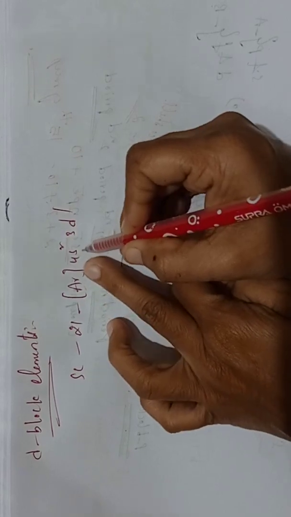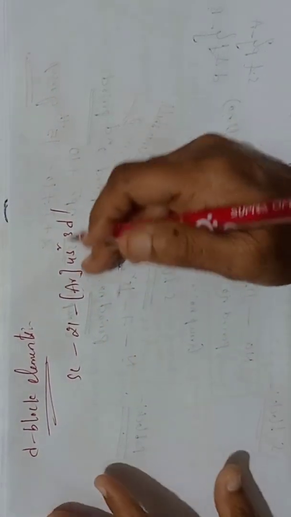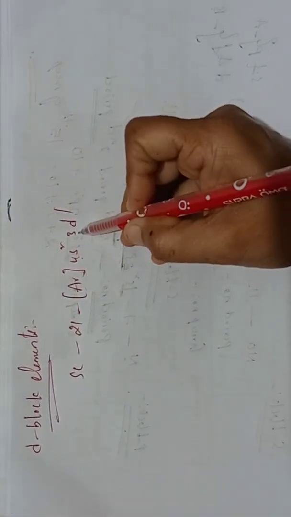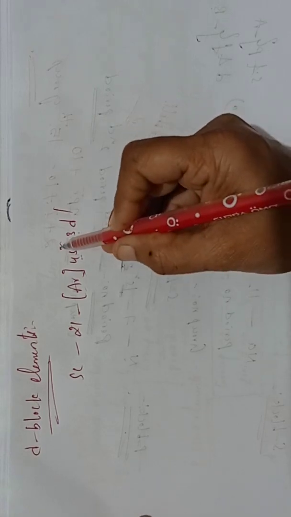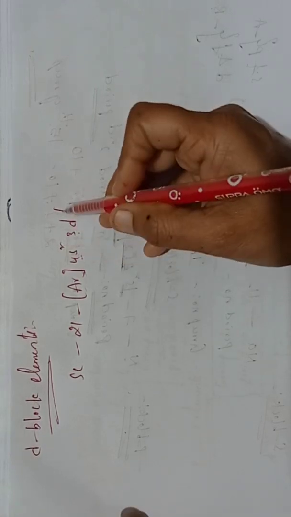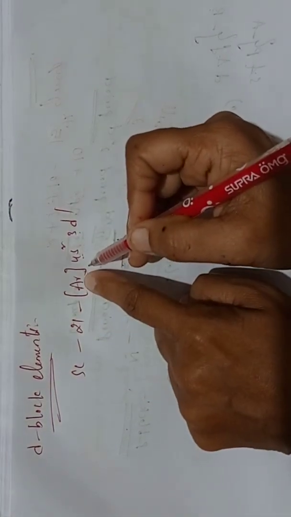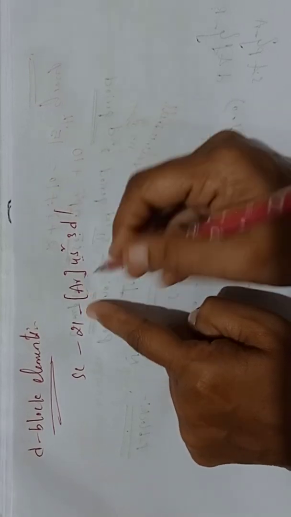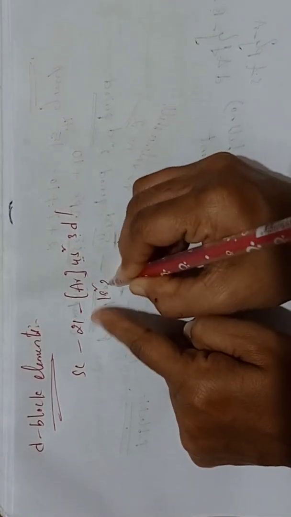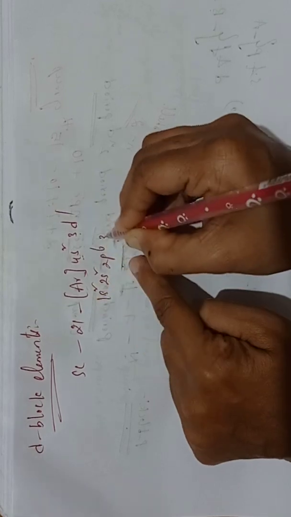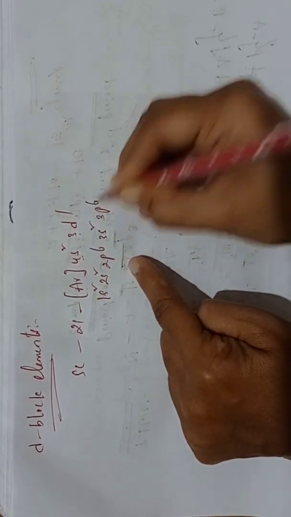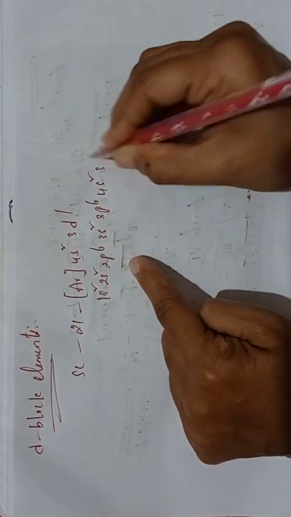4s2 3d1. Now here, which is the big number, students? Here 4 is there, here 3 is there: shell numbers, correct? These superscript numbers are electrons. Otherwise, in place of argon you can take the full electronic configuration: 1s2, 2s2, 2p6, 3s2, 3p6, 4s2, 3d1.